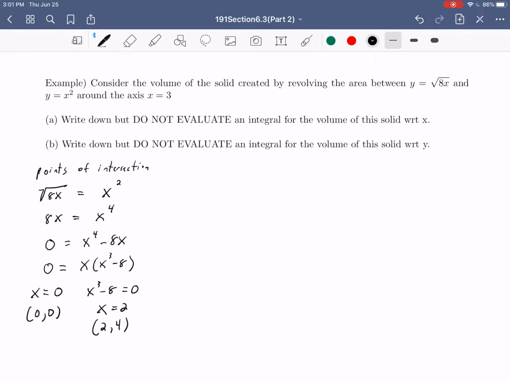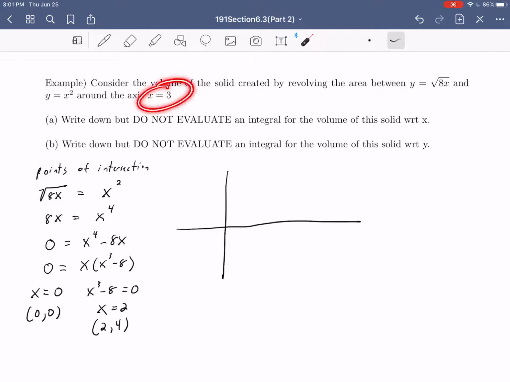So let's go ahead and draw in our axes. Keep in mind that since our axis of revolution is x equals 3, we also need to make sure that's included in our graph. So we'll go 1, 2, 3. There's our axis of revolution, x equals 3. Now let's draw in our curves. I guess we also need 1, 2, 3, 4.